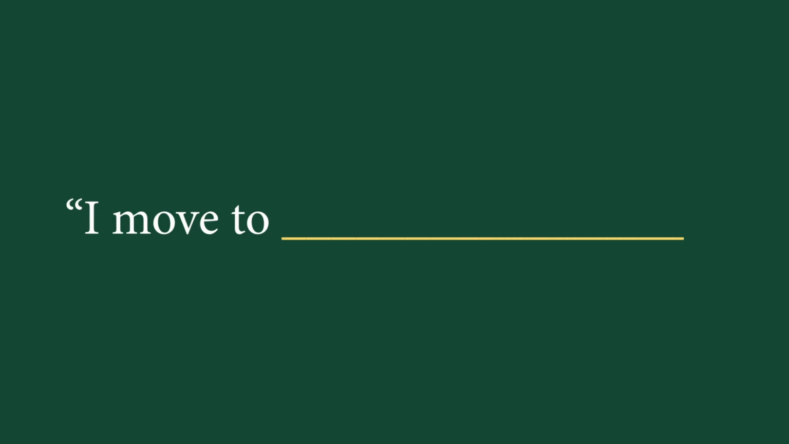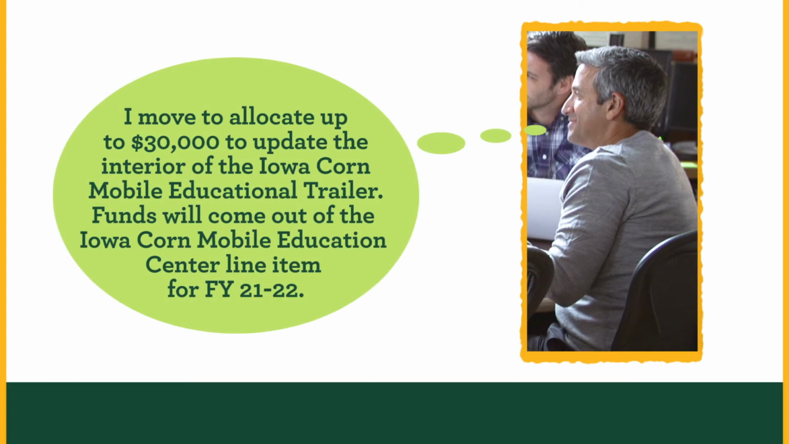The motion should begin like this: I move to. We don't say, I make a motion. And again, think through clearly what you want to accomplish. If possible, craft the language of the motion in advance. Ask for feedback from peers to assure it is specific yet concise. Let's try that earlier example again. I move to allocate up to $30,000 to update the interior of the Iowa Corn Mobile Educational Trailer. Funds will come out of the Iowa Corn Mobile Education Center line item for fiscal year 21-22.